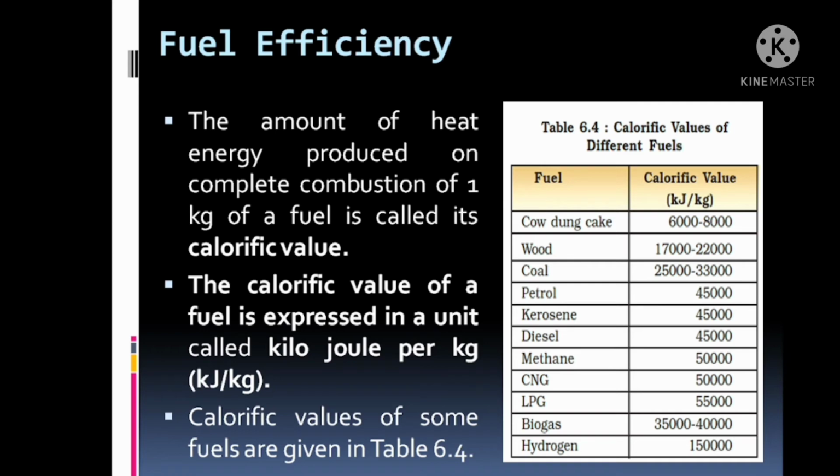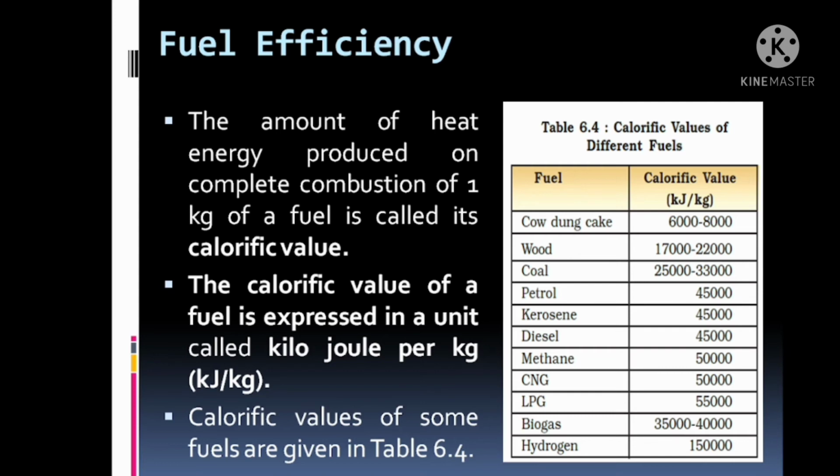Petrol, we can get 45,000. Kerosene, also 45,000. Diesel also 45,000. Methane is also an important gas, but we are not using it in our day-to-day life, and we can get it from the earth. That is also 50,000. CNG has a calorific value of 55,000 kilojoules per kilogram. Biogas, which we can make with the help of cow dung, is 35,000 to 40,000.